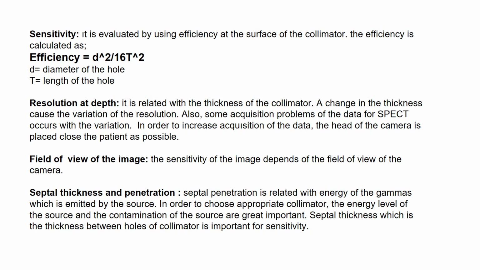The last parameter is septal thickness and penetration. Septal penetration is related to the energy of the gamma, which is emitted by the source. In order to choose an appropriate collimator, the energy level of the source and the concentration of the source are of great importance. Septal thickness, which is the thickness between the holes of the collimator, is important for sensitivity.